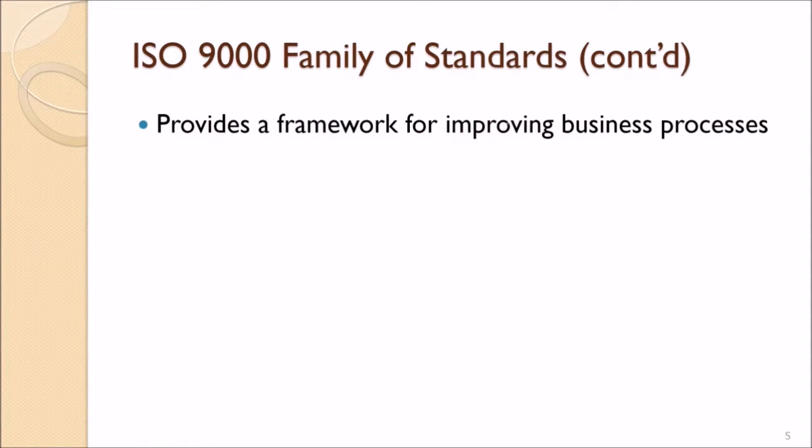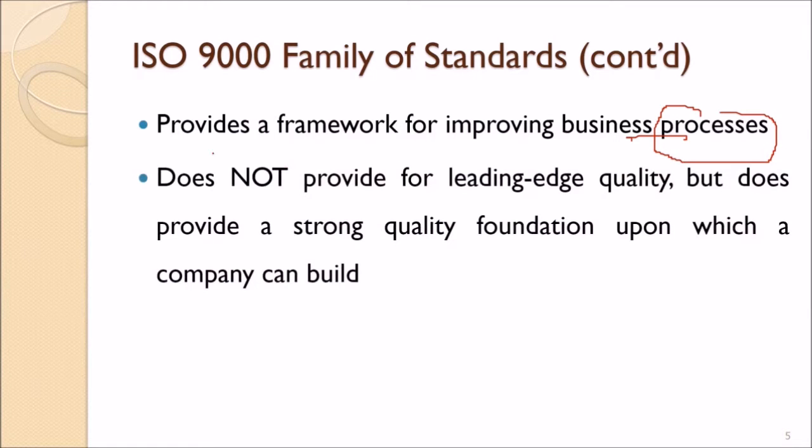ISO 9000 family of standards provides a framework for improving your business processes. Again, we are talking about the processes, the activities, the tasks. It does not provide for leading edge quality. Again, ISO does not provide for leading edge quality, but it does provide a strong quality foundation upon which a company can be built and good products can be manufactured.